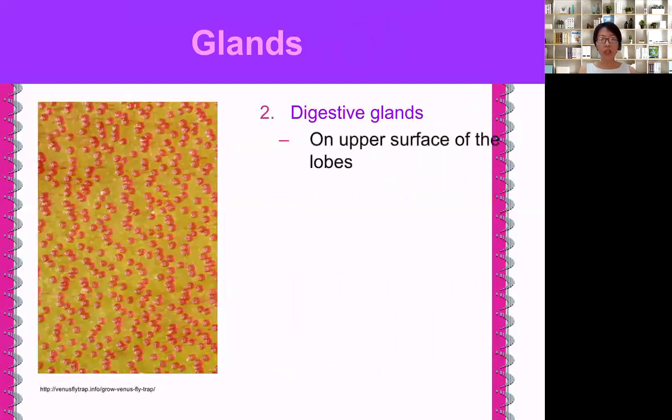So these are the digestive glands located in the center of the lobe. These are the two lobes here, and at the center here we have a lot of digestive glands.